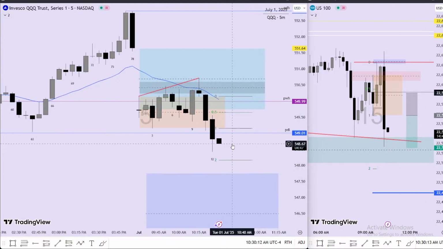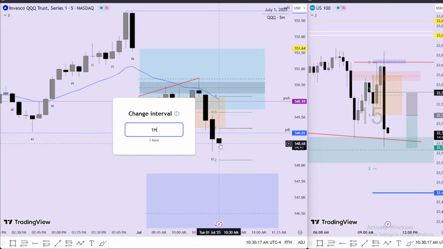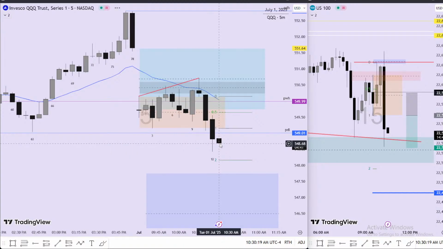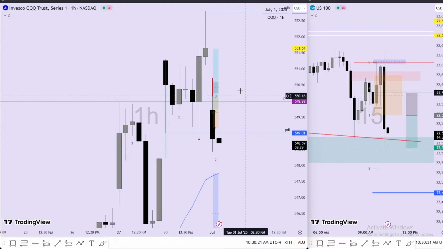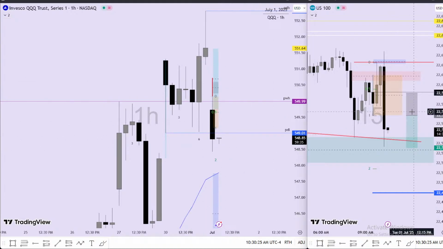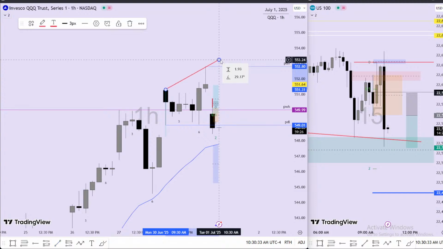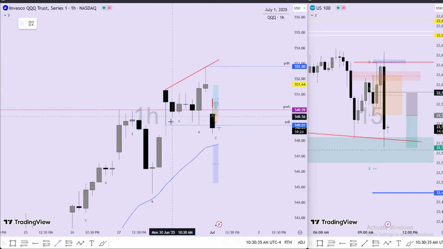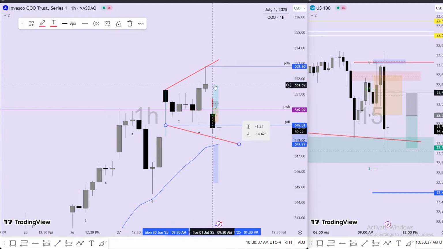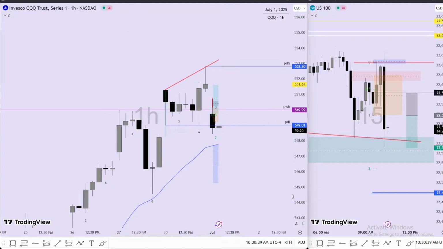This is the closing of the first hour of the regular trading hours. If we move to the 1 hourly time frame, the first hour is the bearish candle. Overall, what we are doing on a higher time frame is making some expanding triangle, something like that.